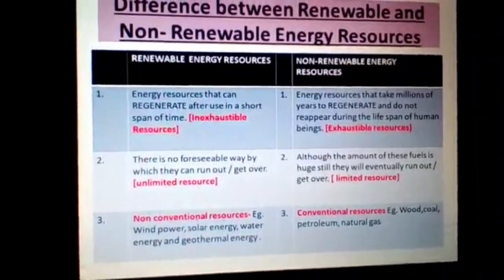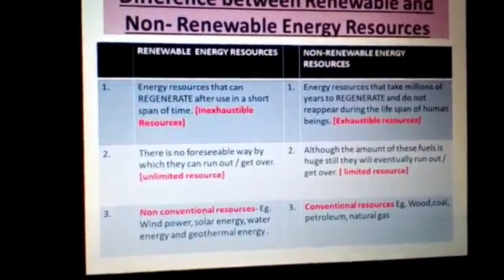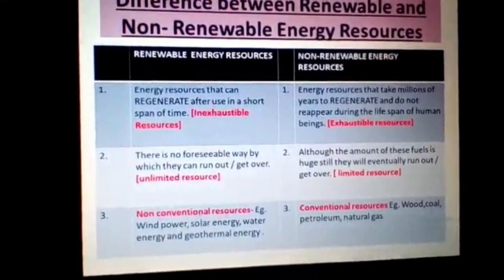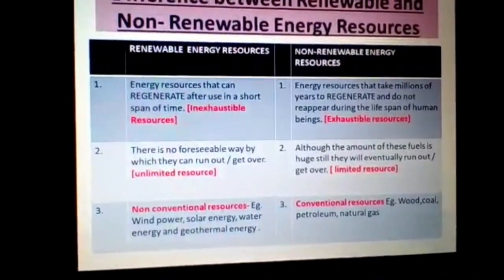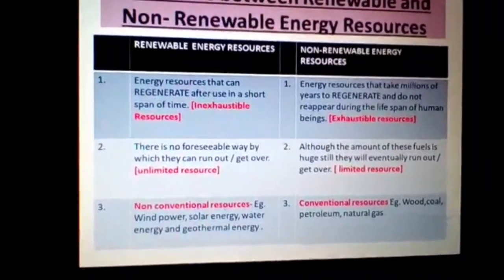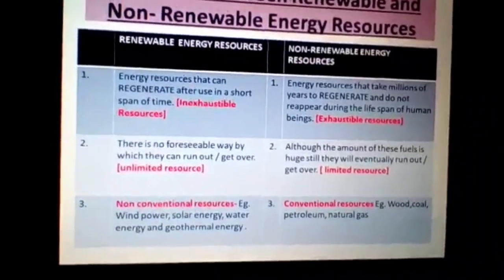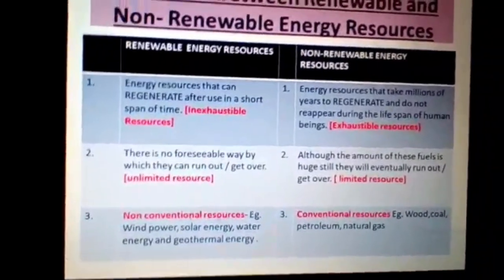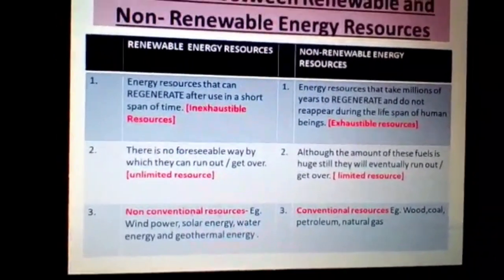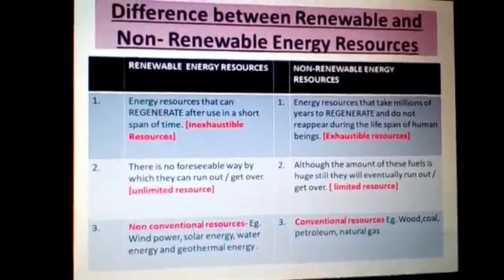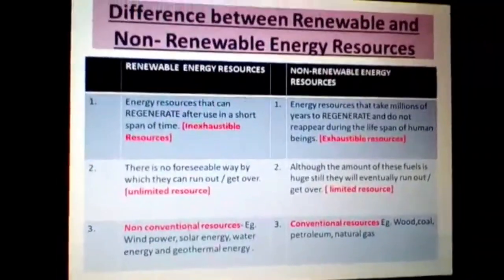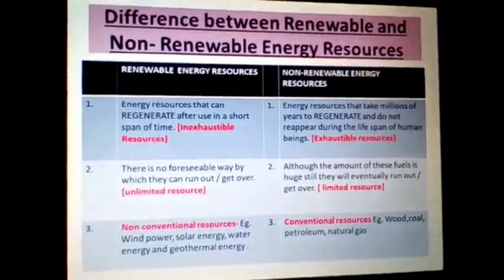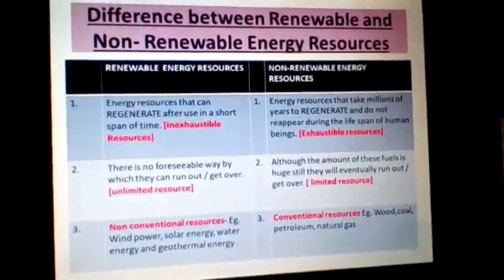So basically we've come to the three terms under this difference. First of all, the meaning of the word renewable. That means they are inexhaustible, they are unlimited, and they are non-conventional resources. And the examples are wind power, solar power, water energy, and the geothermal energy. I'll be explaining all of them in detail. So this is just the beginning of the chapter, or the introduction to understand the basics. Or this is just the definition or the meaning of the title we are discussing right now.